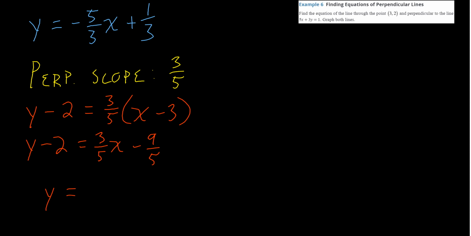So we're going to have a positive 3/5 x. And then if we add 2 to 9/5, well, 2 with the denominator of 5 is 10/5, so we're adding 10/5 to both sides. So we're just going to end up with a plus 1/5. Okay, and that's it.